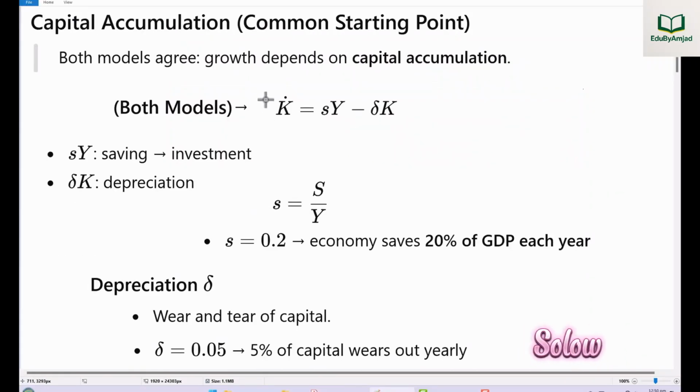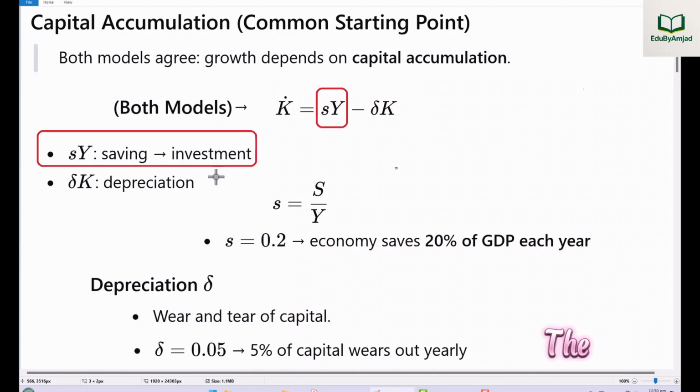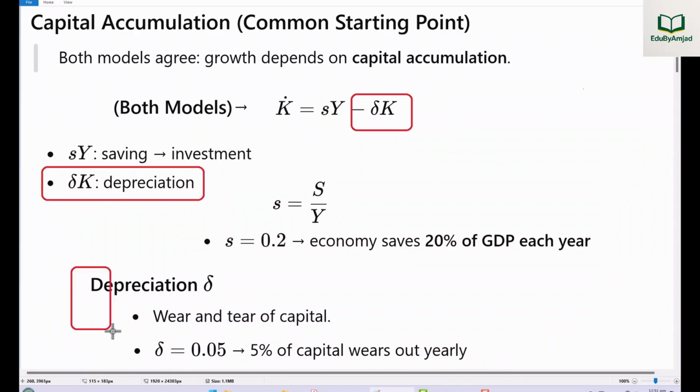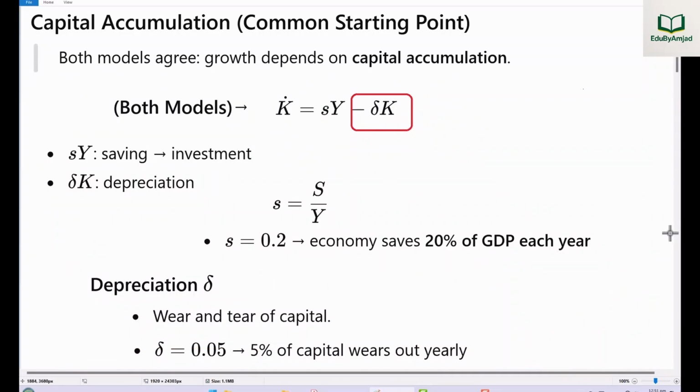Both Harrod-Domar and Solow begin from the same fundamental accounting identity. The change in the capital stock per year equals new investment per year, minus capital that wears out per year. The lowercase letter s represents the saving rate out of national income, and the Greek letter delta represents the depreciation rate of capital. Up to this point, both models are identical. From this common starting point, however, the two models diverge sharply, because they explain economic growth using very different mechanisms.